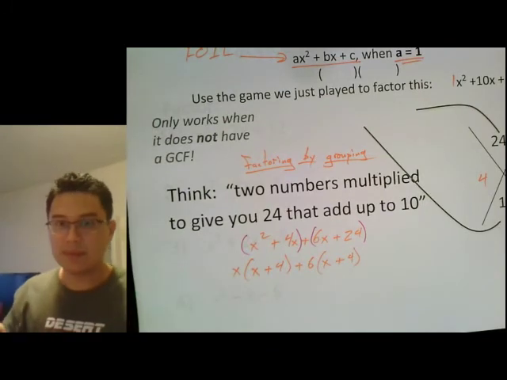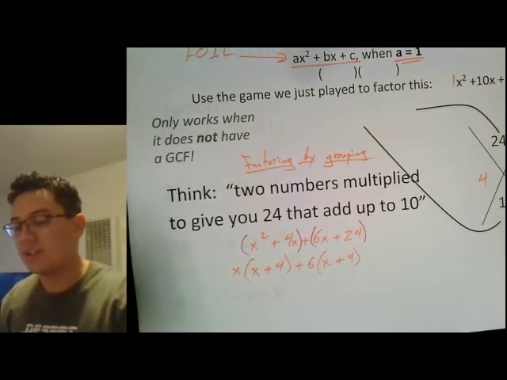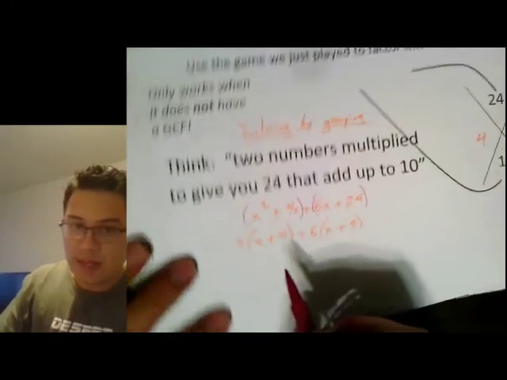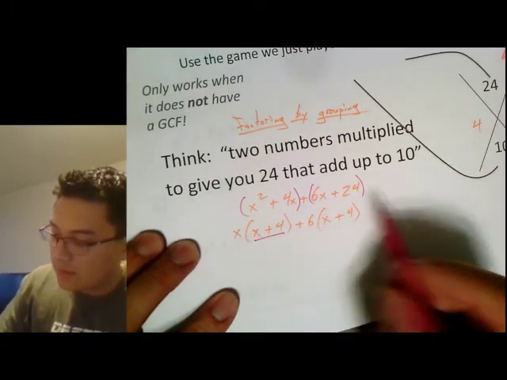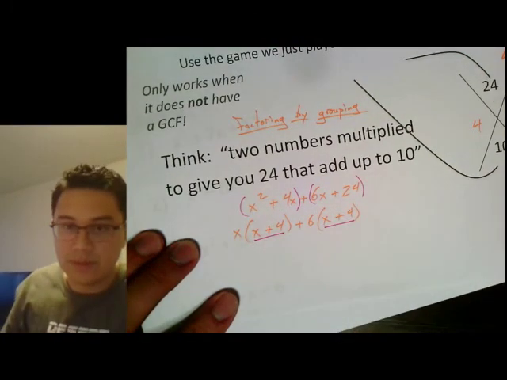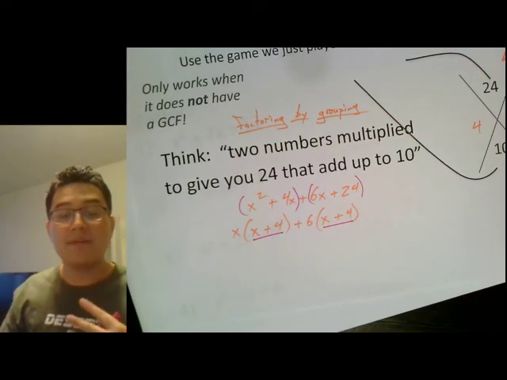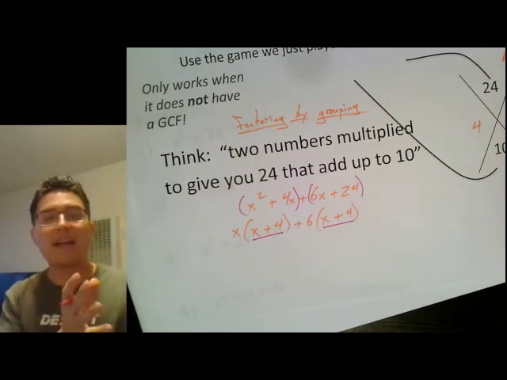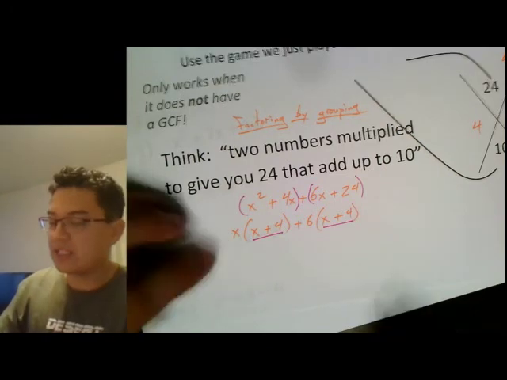Now comes the magic step. There's a distributive rule that's actually happening here. You will notice that we have an x plus 4 at this step and an x plus 4 at this part. Since we have an x plus 4 in both terms, we can factor that out. We can factor out an x plus 4.